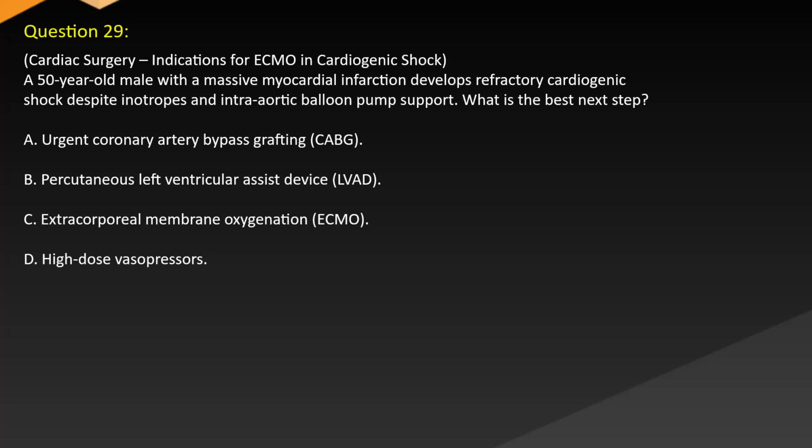Question 29. Cardiac surgery. Indications for ECMO in cardiogenic shock. A 50-year-old male with massive myocardial infarction develops refractory cardiogenic shock despite inotropes and intra-aortic balloon pump support. What is the best next step? A. Urgent coronary artery bypass grafting, CABG. B. Percutaneous left ventricular assist device, LVAD. C. Extracorporeal membrane oxygenation, ECMO. D. High-dose vasopressors.